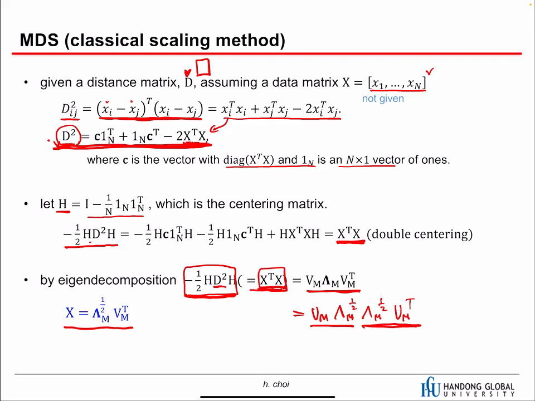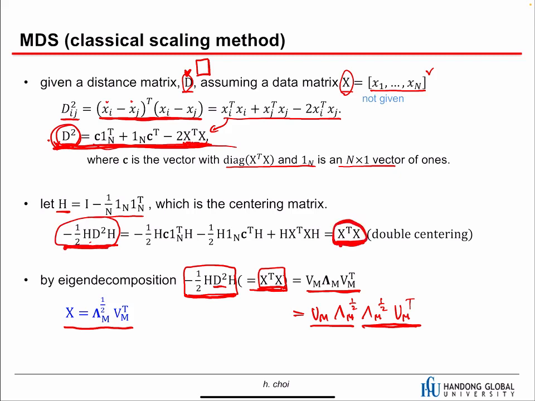This might be a little confusing. X is not given, okay? X is not given. Only the distance matrix is given. And if we assume that this distance is a Euclidean distance of the data points X, then when we derive the equations, the d squared can be rewritten. And if we multiply by H, then this one is X transpose X.